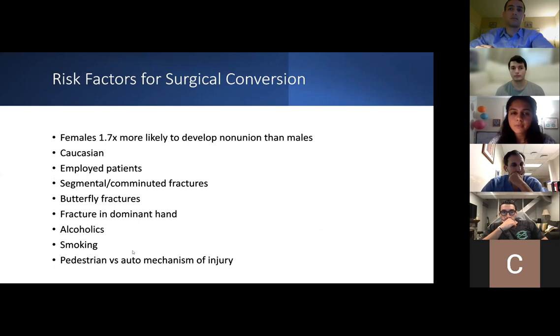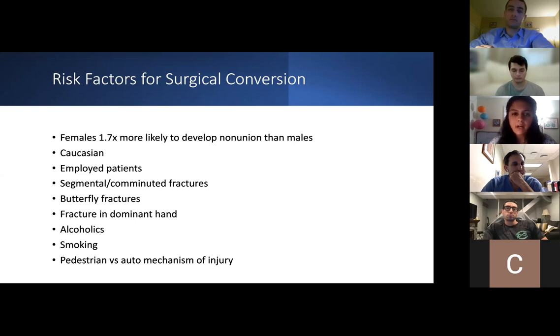They found females were 1.7 times more likely to develop non-union than males if they were Caucasian or if they were employed. It also depended on the specific type of fracture, so if they had a segmental or comminuted fracture, or butterfly fractures. If the fracture was in the dominant hand, that also increased risk.